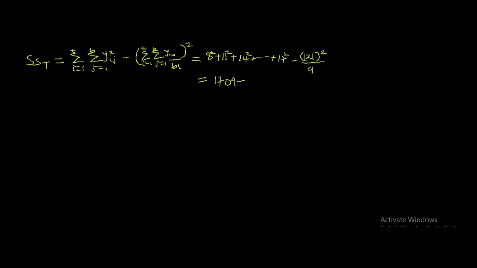So if you do this very well, you are going to have 1709 minus 1626.78, which is going to give you 82.22. So this is your SS total for the given data.